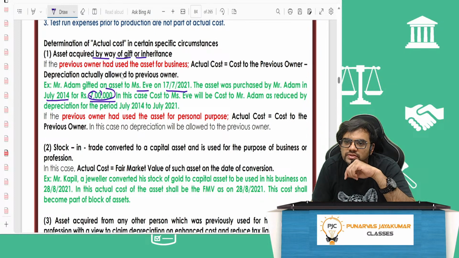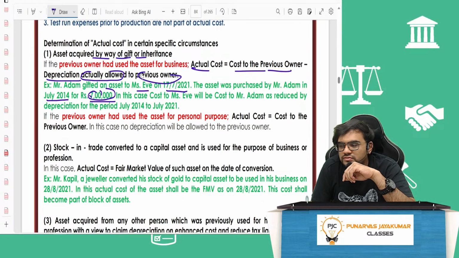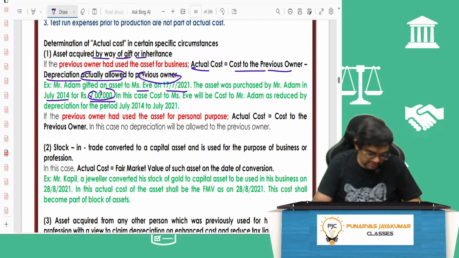7 lakh minus depreciation, obviously. Actual cost to the previous owner minus depreciation actually allowed to the previous owner. So how much should she take into account? 7 lakh minus depreciation allowed to Mr. Adam. Now the question is, they'll ask in the exam, Mr. Adam had used it for his personal purposes.